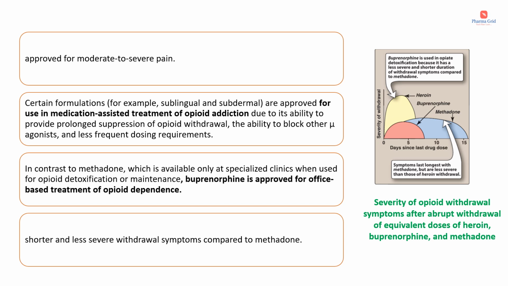In contrast to methadone, which is available only at specialized clinics when used for opioid detoxification or maintenance, buprenorphine is approved for office-based treatment of opioid dependence. Then it has shorter and less severe withdrawal symptoms compared to methadone. Buprenorphine is used in opiate detoxification because it has a less severe and shorter duration of withdrawal symptoms compared to methadone.